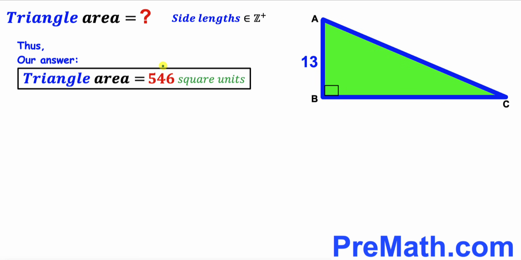So after all the calculations and manipulations, the area of this green shaded triangle turns out to be 546 square units. In other words, the area of this triangle is going to be 546 square units. And that's our final answer.